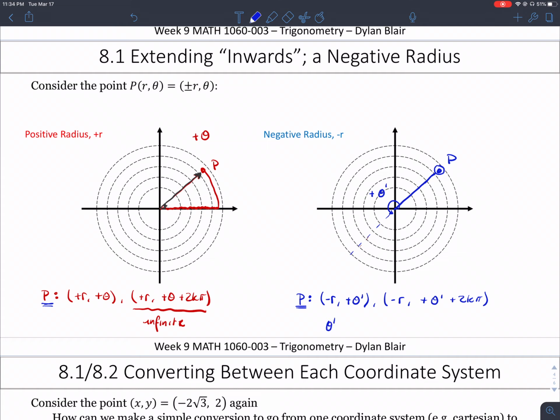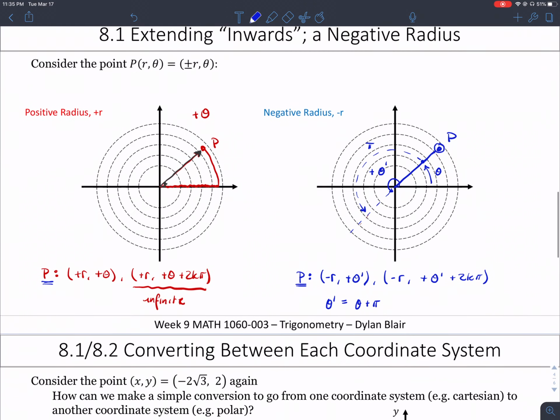But that theta prime, we need to know how that actually relates to this theta right here. Well, we notice that they're just on a line from each other. So we could start at this theta rotation and rotate all the way around until we get over here, and we just rotated by pi in order to get there. So we could say that theta prime is equal to theta plus pi. And then we're able to capture both possible representations of all of these.